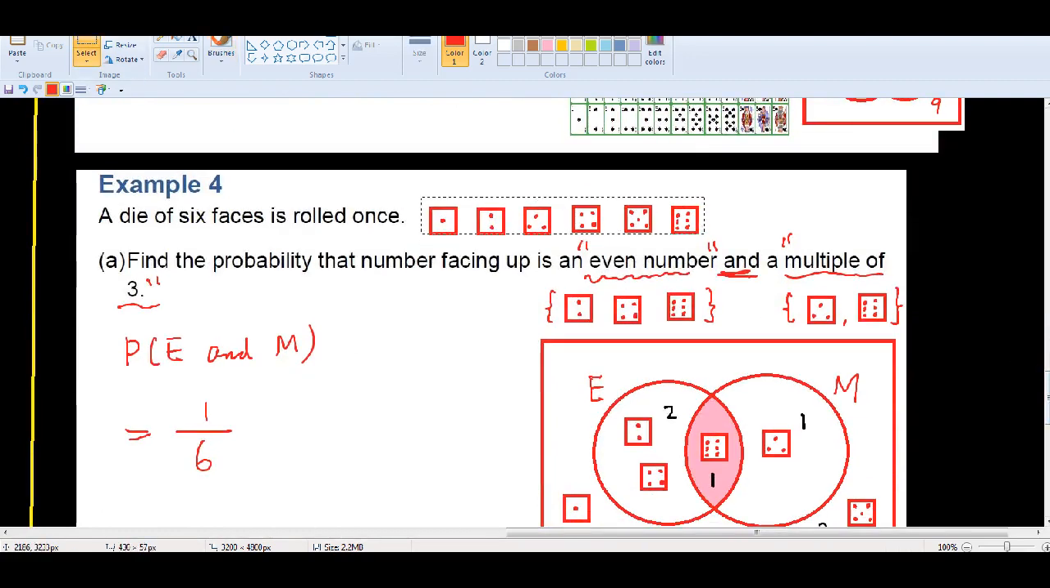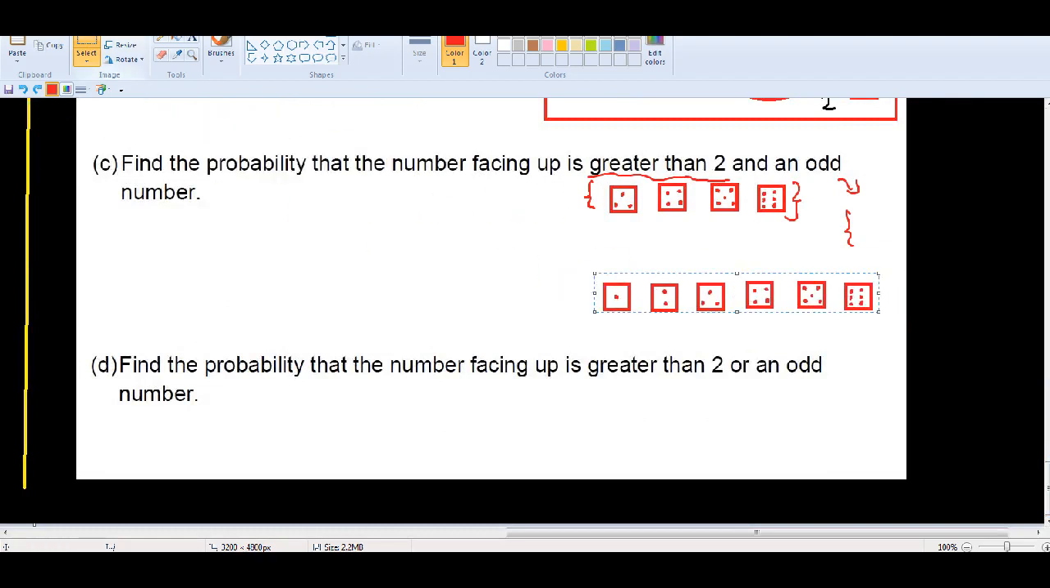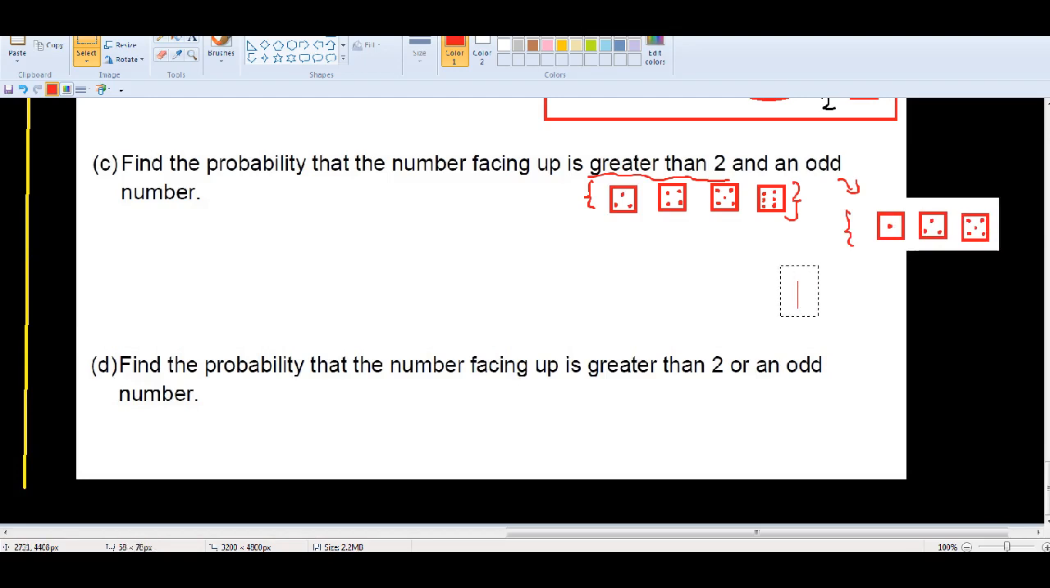Copy these. Sorry. Some of them are not, so I'm going to cancel them out. So all numbers are these guys together: 1, 3, 5. You see that, so there are 3 of them. These are odd numbers.